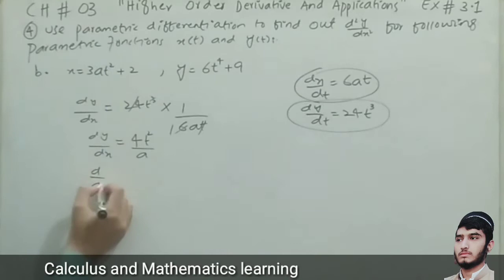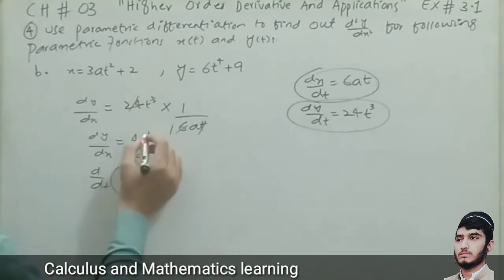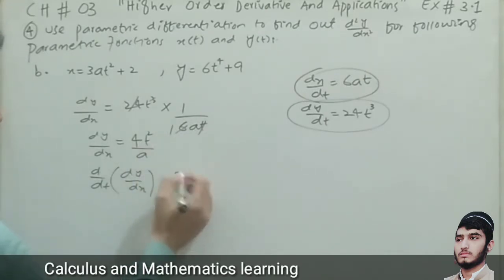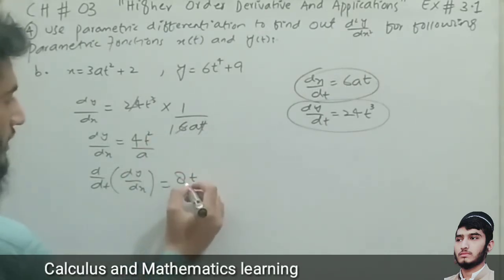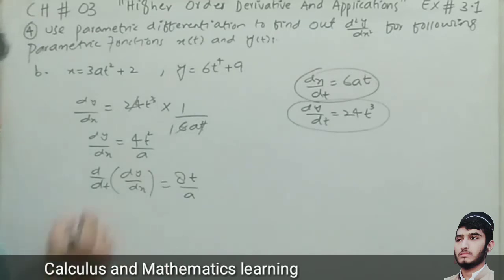Differentiate the first time derivative with respect to t. So d by dt of dy by dx will be 2 multiplied by 4, which will give us 8, and subtract 1 in the power. So 8t divided by a. This is the derivative of the first time derivative.